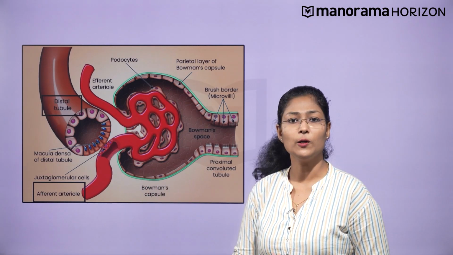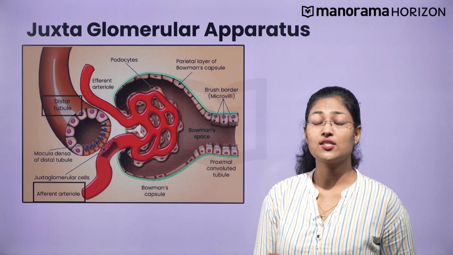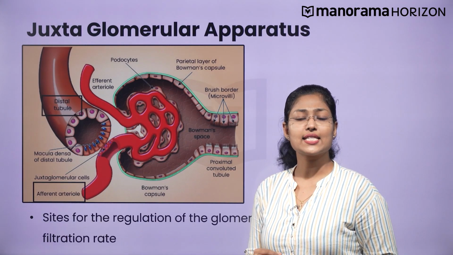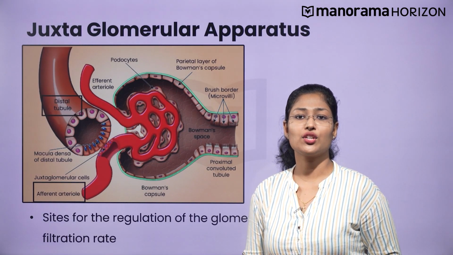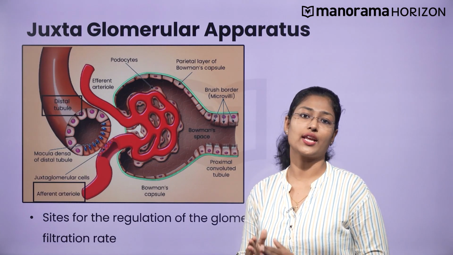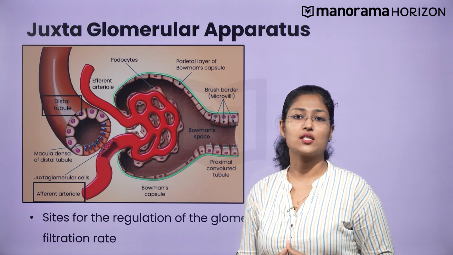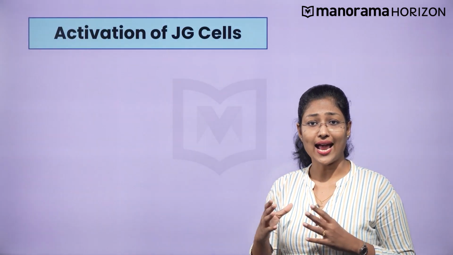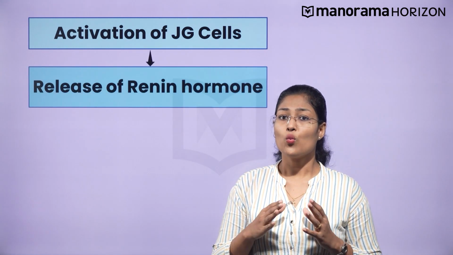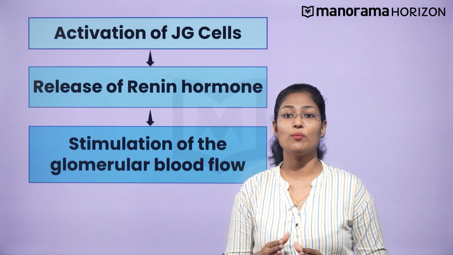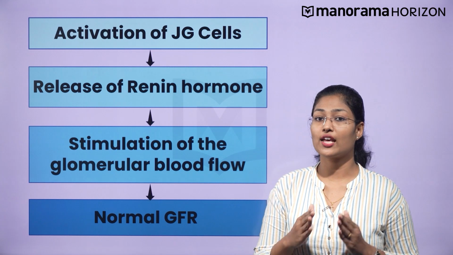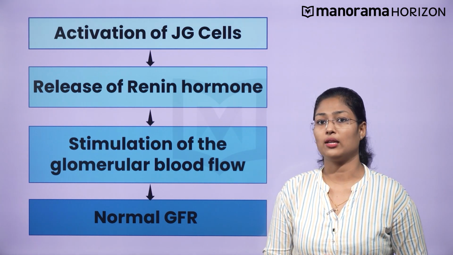Have you seen cellular modifications in the point of contact between the distal convoluted tubule and the afferent arteriole? They are the juxtaglomerular apparatus or the JGA. These are the signs of the regulation of the glomerular filtration rate. What happens when there is a fall in this rate? When the rate falls, it activates the juxtaglomerular cells to release renin, which further stimulates the glomerular blood flow and thereby makes the glomerular filtration rate back to normal.